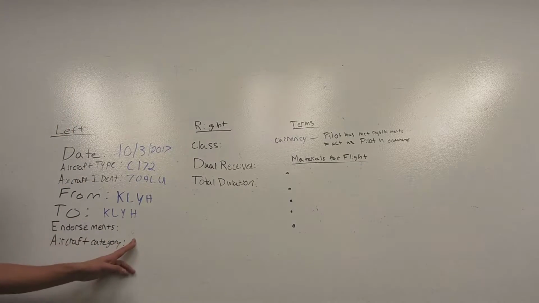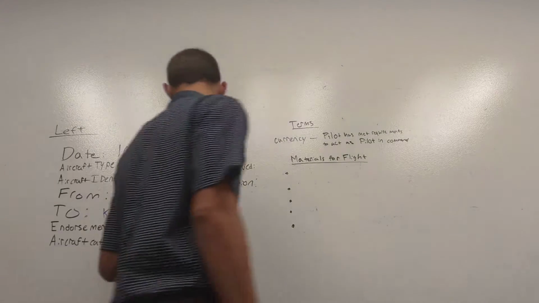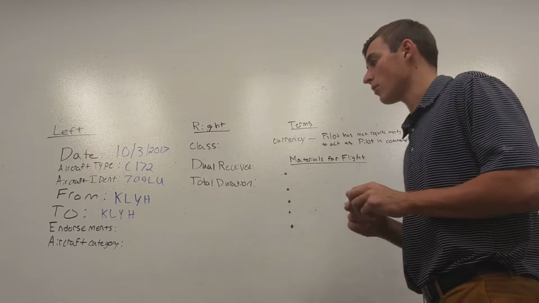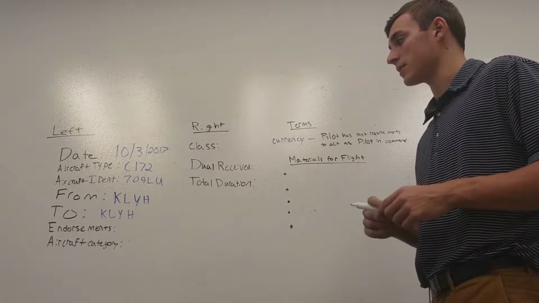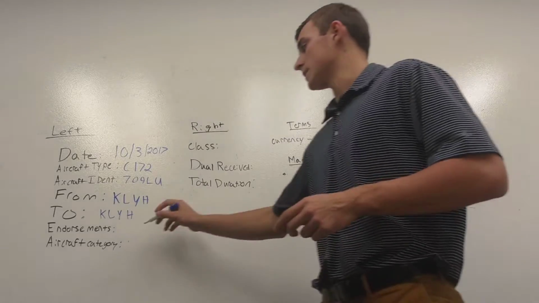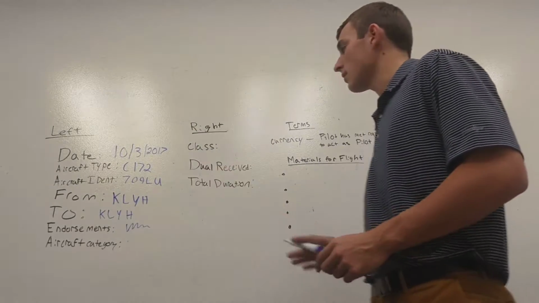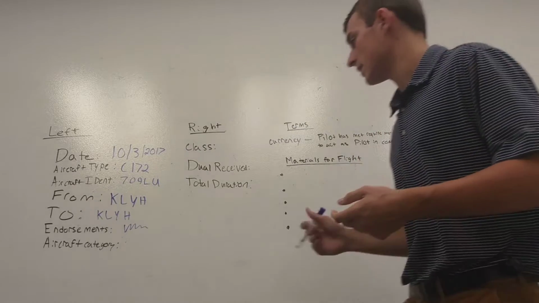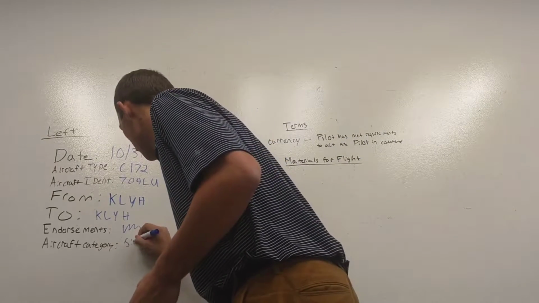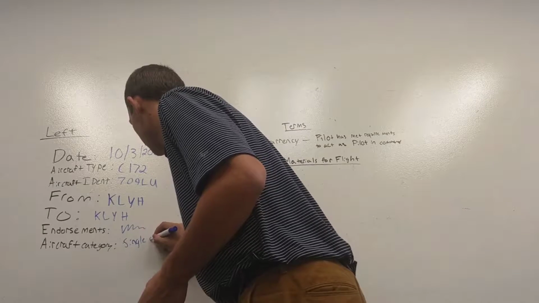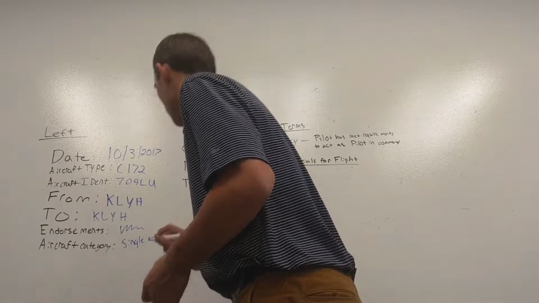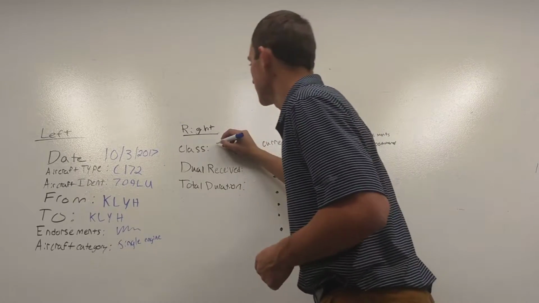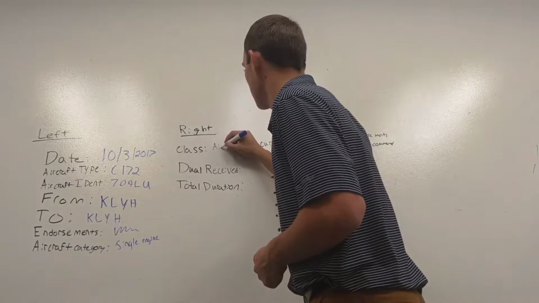Alright, and then endorsements. This is where the pilot or the instructor needs to endorse that the pilot actually flew that day in the certain amount of time that they did. So they'll just sign off their signature after they look over everything. And then for the aircraft category, it's just a single engine. That won't really change much. And then for the class, it's just an airplane. It's not a hot air balloon or rotorcraft.